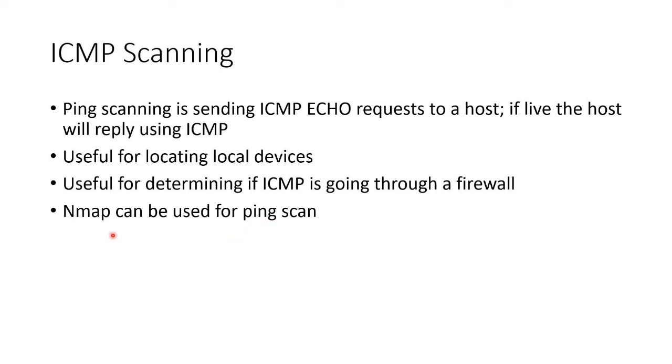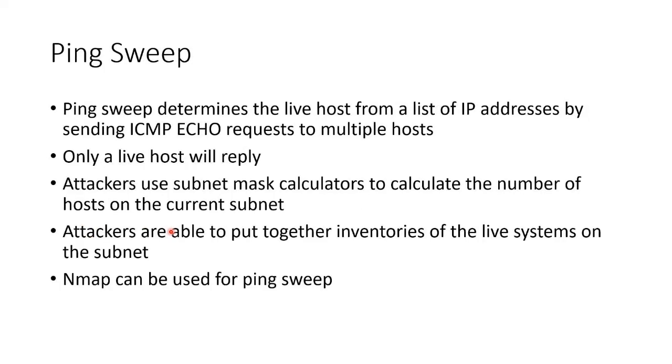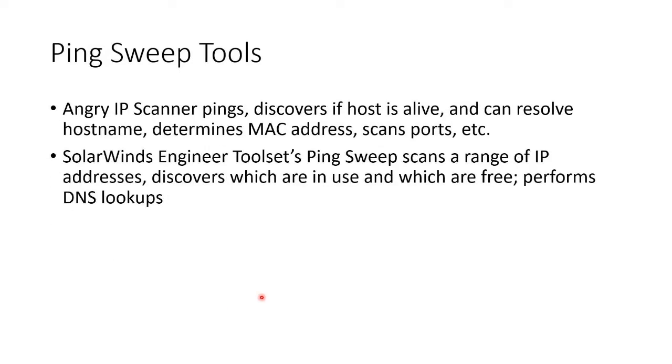Now, we can do a ping scan, a ping sweep, with tools like Nmap. So we can send out a whole bunch of echo requests to a whole bunch of IP addresses, like the whole subnet. Only the live hosts will reply. Now what you do is you specify the range, and if we get one reply here, we could use the subnet mask to figure out the whole range of that subnet. So we use ping sweeps to put together an inventory of all the live systems. However, sometimes it doesn't always work.